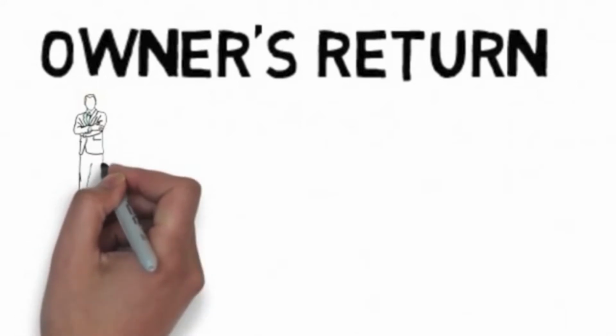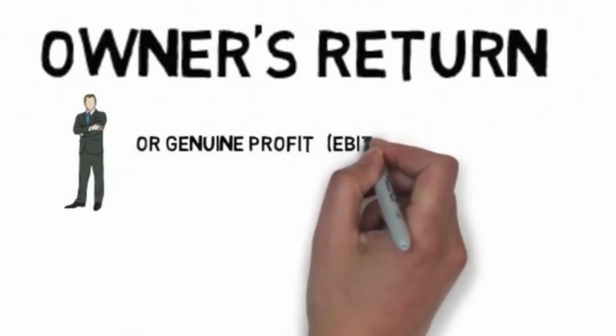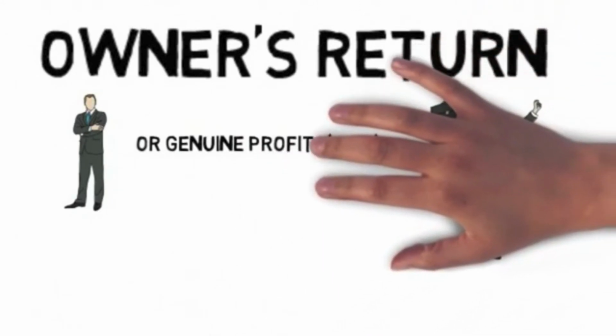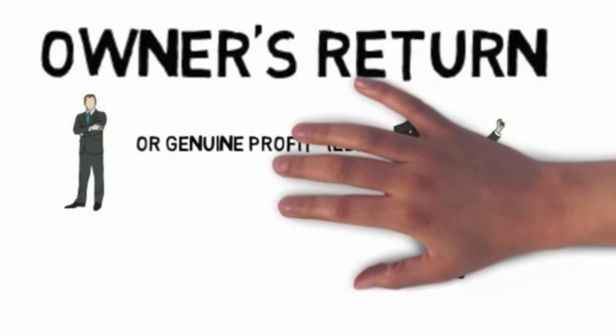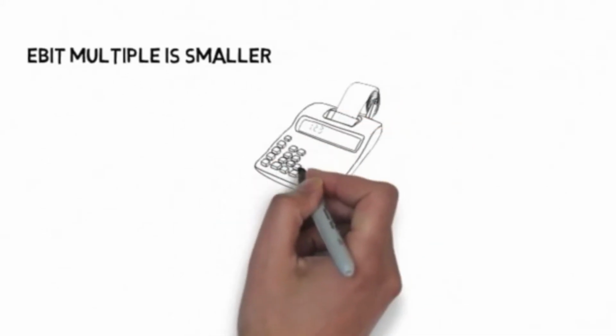If it's the first one, owner's return, then the multiple is different to the multiple you use if you're multiplying genuine profit. That is profit after owner's wage deducted, which is called EBIT, earnings before interest and tax. The multiple of EBIT is obviously going to be smaller than the multiple of owner's return for the same business. That stands to reason because EBIT is a smaller number, and for the same business will attract a higher multiple to get to the same result for that business. It's just mathematics.